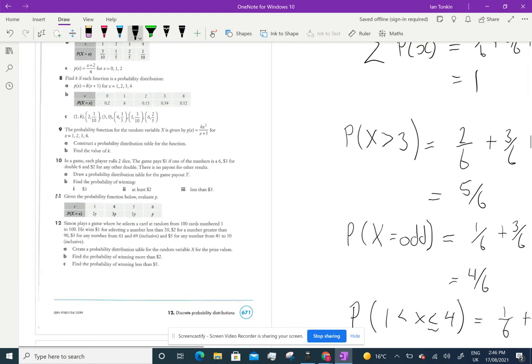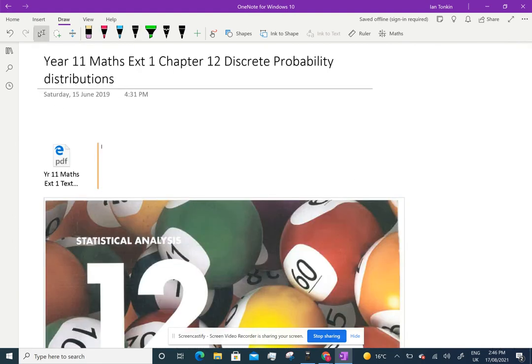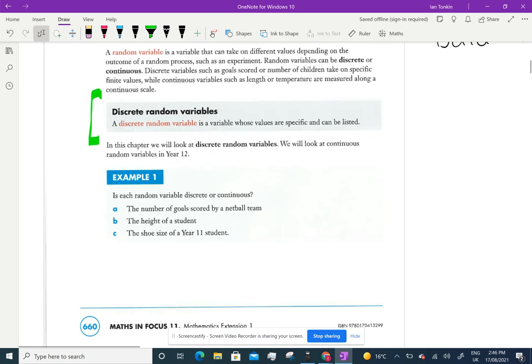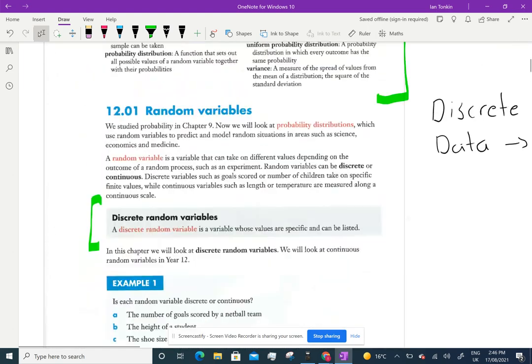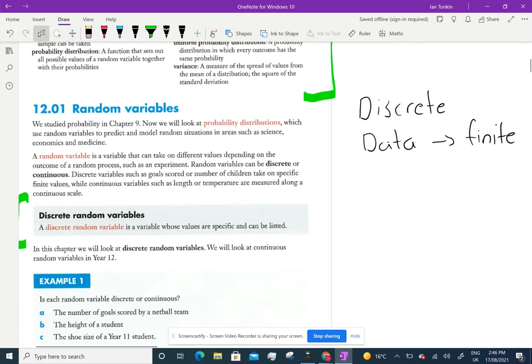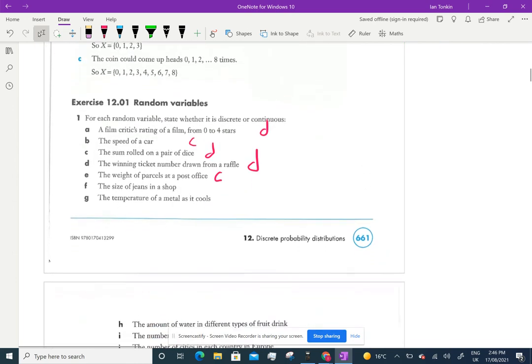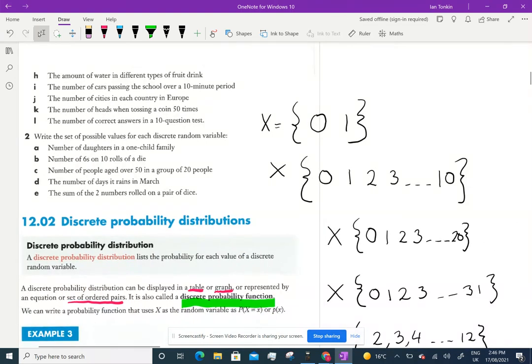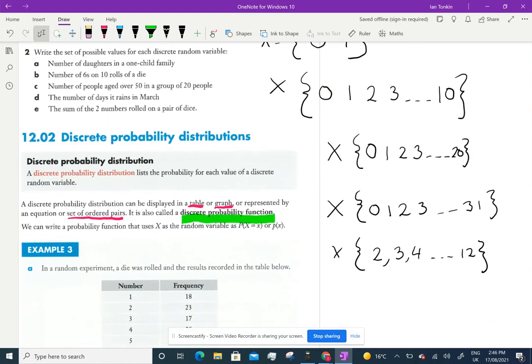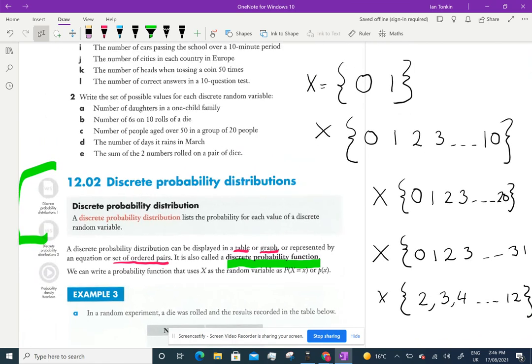So essentially, all you're doing is going through. Well, may as well go over this again. Discrete random variables are finite, so set them out. Make sure you have a definition of that. Make sure you can classify continuous or discrete. Make sure you can write down all the different things that can happen in a discrete random variable. Make sure you write some notes on what a discrete probability distribution is, and make sure you can draw it as a table, a graph, or a set of ordered pairs, or indeed write it as a function, and make sure you're okay with that notation.